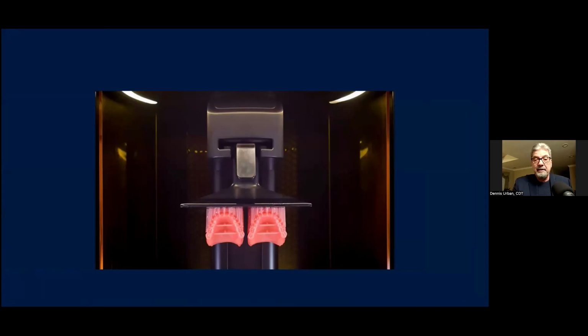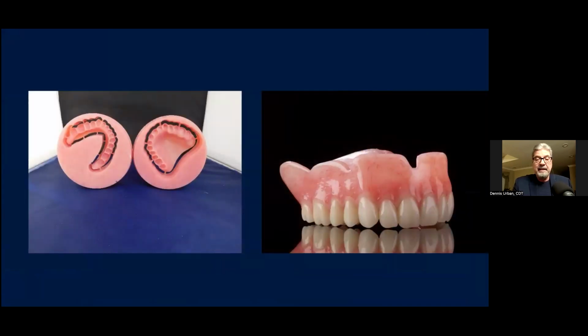This is showing the printed Lucitone print in the carbon printer. This particular photo here was the first digital denture I ever did, about 6 years ago. Years ago, I helped develop an acrylic called Diamond D, and I brought it to market. It's a high impact denture acrylic.